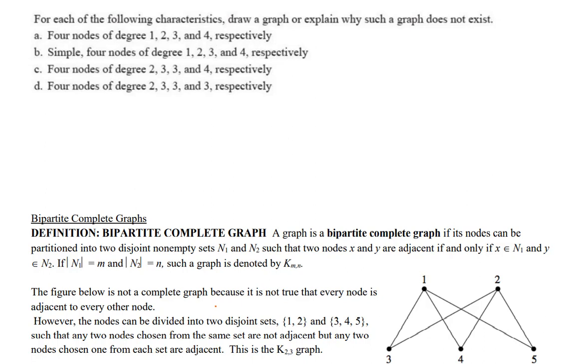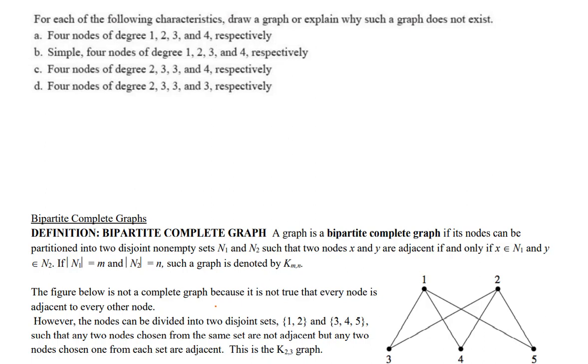So for A, we want 4 nodes of degree 1, 2, 3, 4 respectively. And for B, we want a simple graph with 4 nodes of degree 1, 2, 3, 4 respectively. C, 4 nodes with degree 2, 3, 3, and 4 respectively. And then for D, we want 4 nodes of degree 2, 3, 3, and 3 respectively. So I would like you to stop the video and try to draw these graphs.